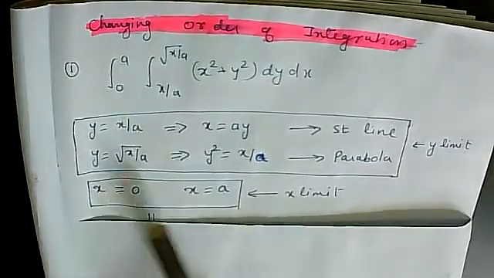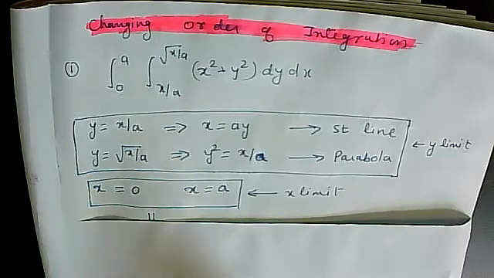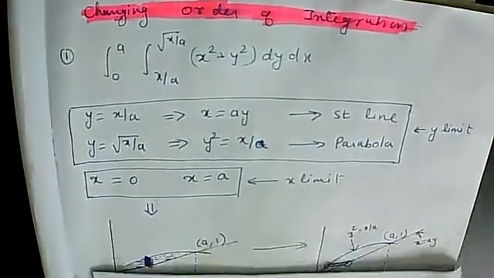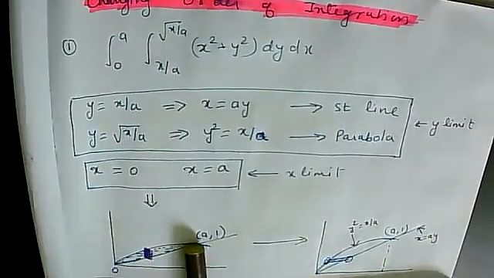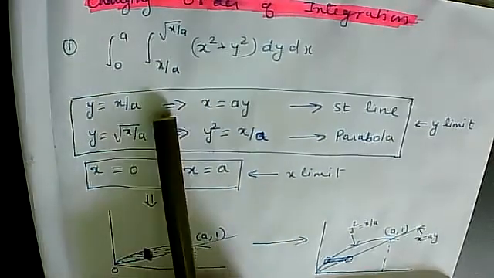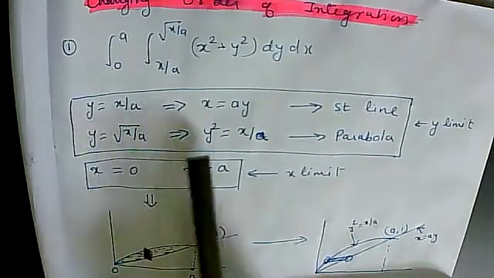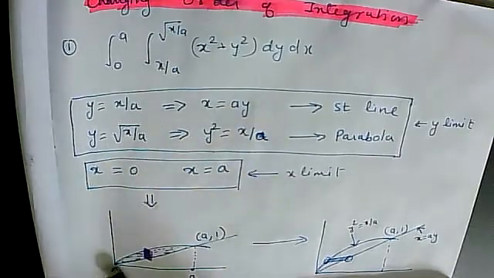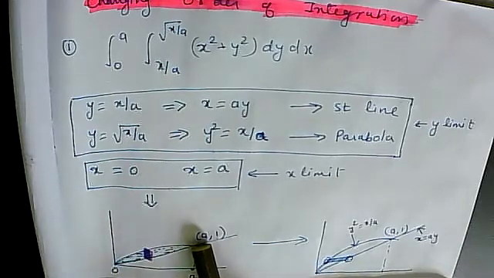Since the limit of x is constant, we have a vertical strip. We are walking on the x-axis like this. Okay, so now let us first draw these curves. As I told you, y is equal to x by a is a straight line, so draw a straight line. Then y square is equal to x by a is a parabola. Draw a parabola. Now this straight line and parabola are intersecting at this point.